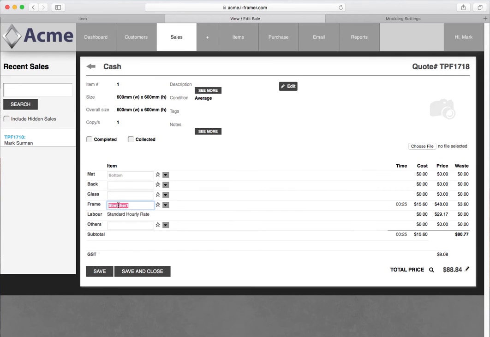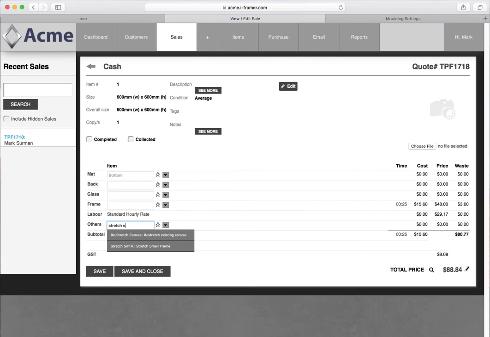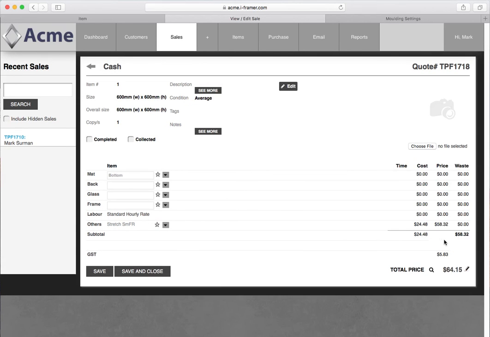Okay, so put this under other again, remember. Let's stretch small frame. Again, making a code that's easier to find would be more ideal. So let's just click save. So this is 600 by 600, so you can see we've got $64. Okay.